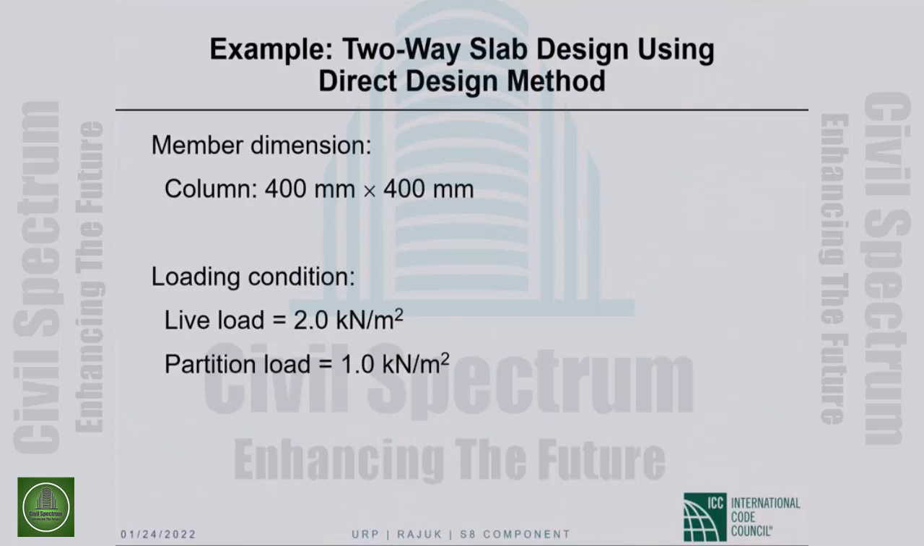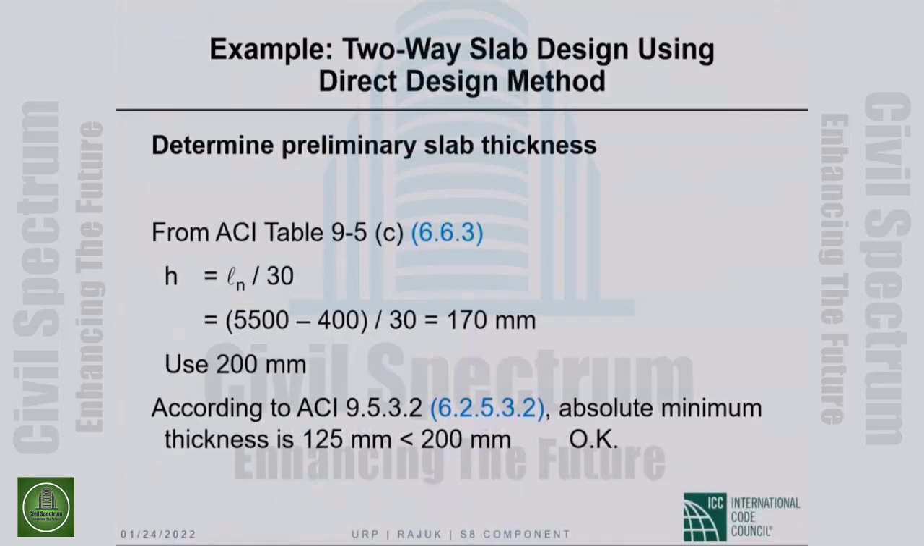400 by 400 millimeter columns. Live load 2 kilonewton per square meter. Partition load is 1 kilonewton per square meter. Partition load is non-reducible. Okay, you have to know that.